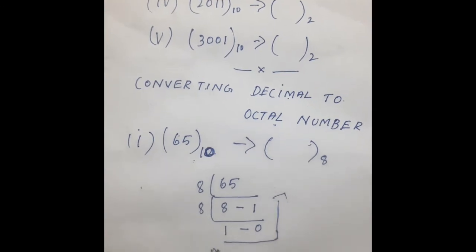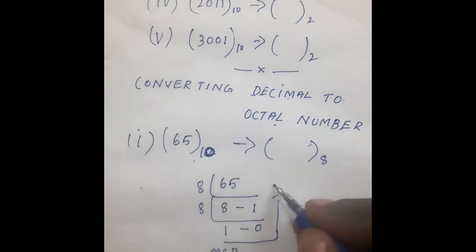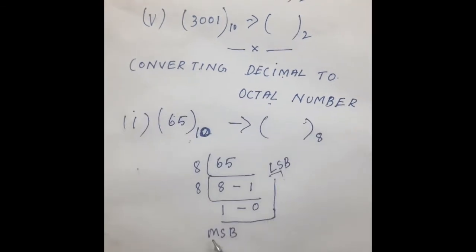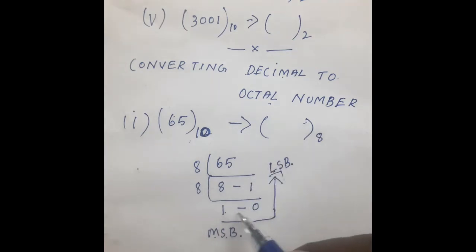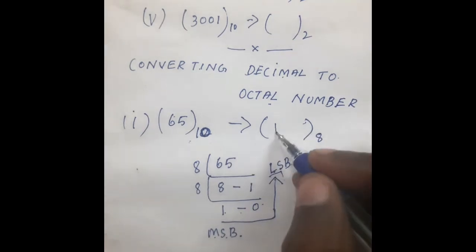this is called MSB. This is called LSB. MSB means most significant bit, LSB means least significant bit. So you take the octal number 101.